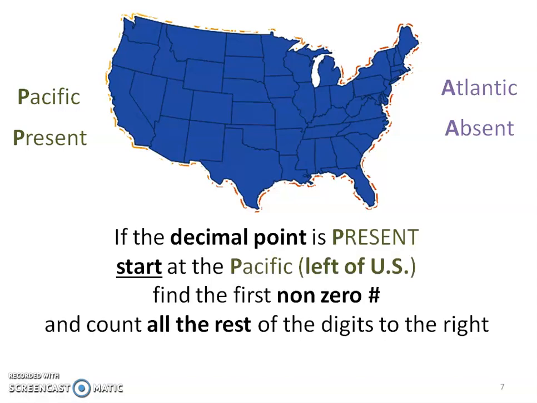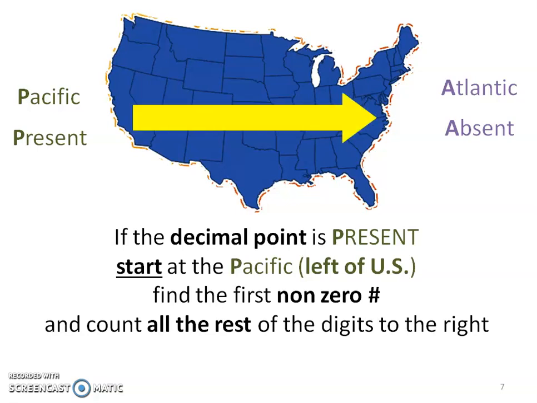So if the decimal point is present, if you can see it, you're going to start at the Pacific side, the left side of the United States, find the very first non-zero number, and then count the rest. What do I mean by that? Again, we start at the Pacific side and go to the Atlantic. If we have a number like 0.045, I start on the Pacific side and go until I see my first non-zero number, and then I count them all: 1, 2. So this value has 2 sig figs.